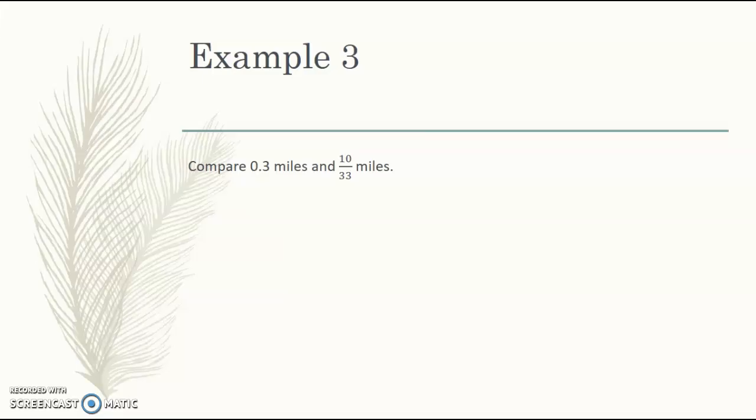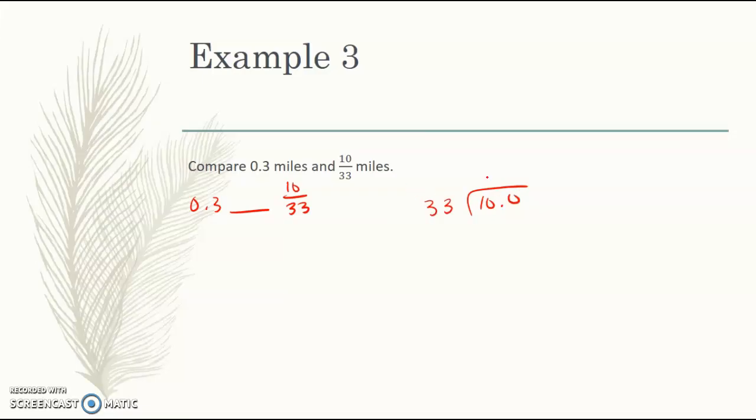And we will move on to our last example, where we need to compare 0.3 miles and 10/33 miles. So this is a terminating decimal, so we just now need to see, is 0.3 greater than, less than, or equal to 10/33. So to figure that out, I've got to take the 10 and divide by 33.